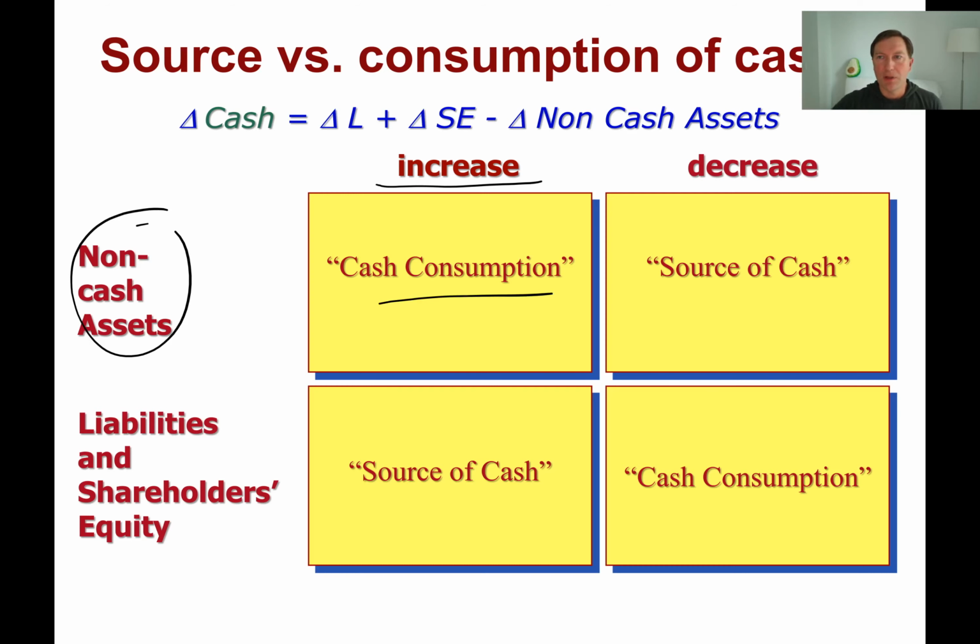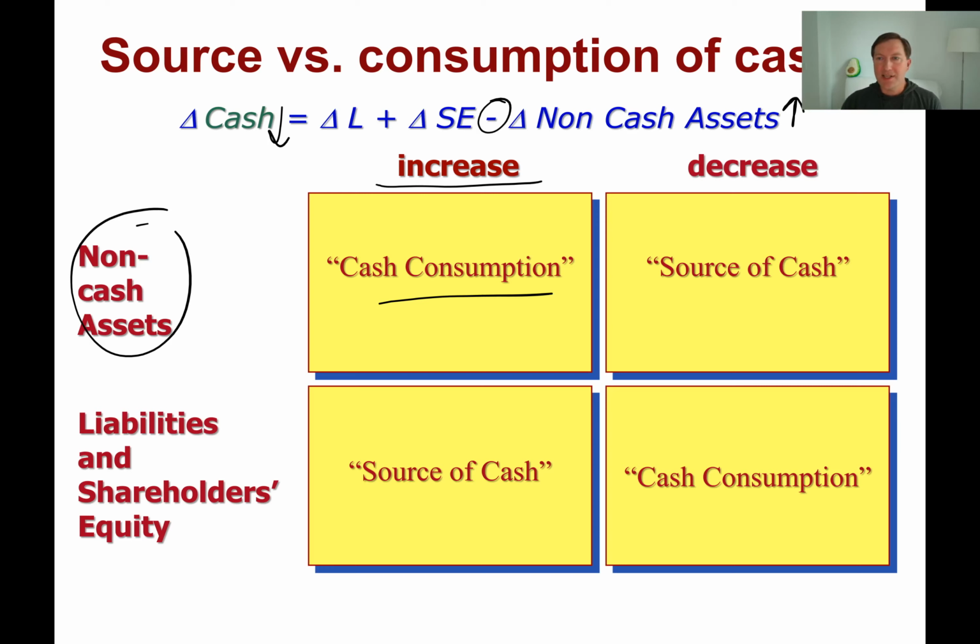Well, think about non-cash assets going up because we have a minus sign over here. This side of the equation is going down, right? So that's why an increase in non-cash assets is thought of as consumption of cash, right? And it's intuitive. For instance, when you buy inventory, inventory goes up, which is an asset, non-cash assets go up, and cash, of course, is going down, right? So this equation holds in the way it should, right?